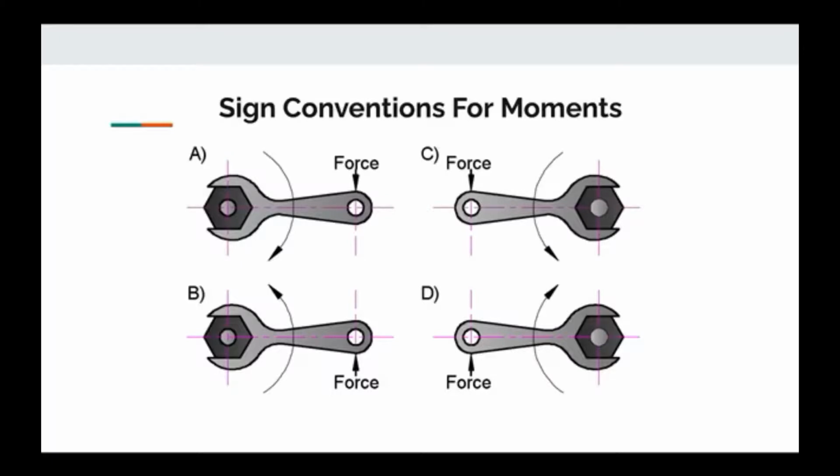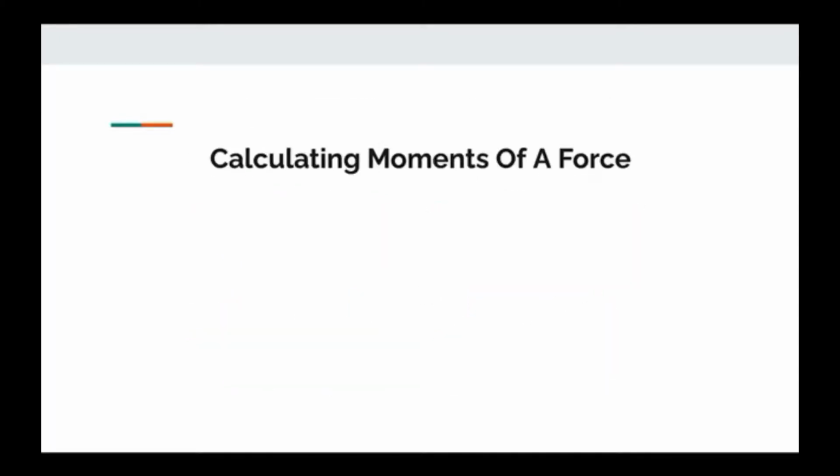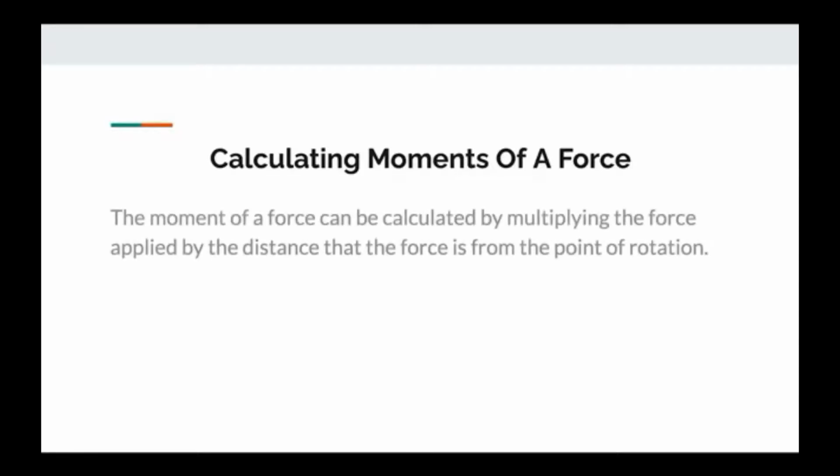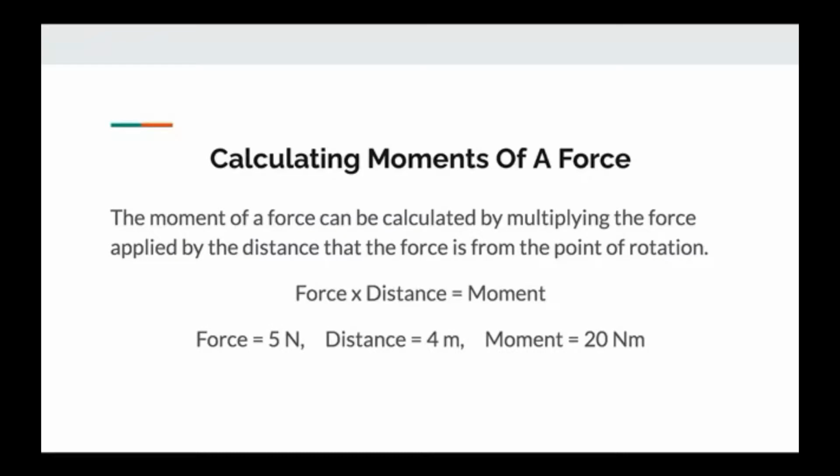Now let's look more closely at how moments of a force work. When we are calculating the moments of a force, we are simply multiplying the force by the distance, and the units for that would be Newton meters. So since force carries the unit newtons and distance carries the unit meters, the result would be Newton meters. For example, if 5 newtons of force is applied 4 meters away from a pivot point, the moment at that point will be 20 Newton meters.